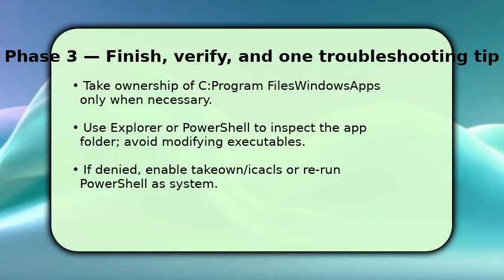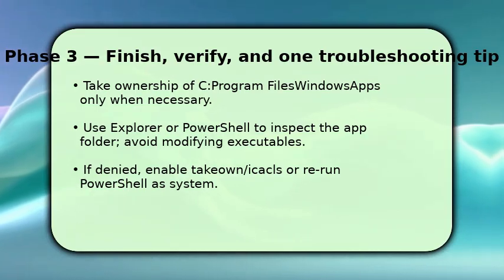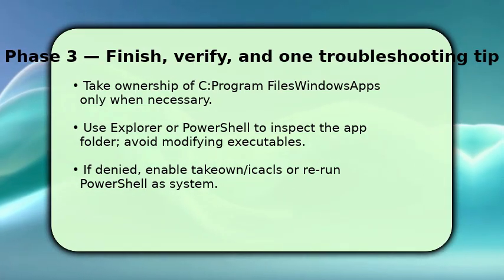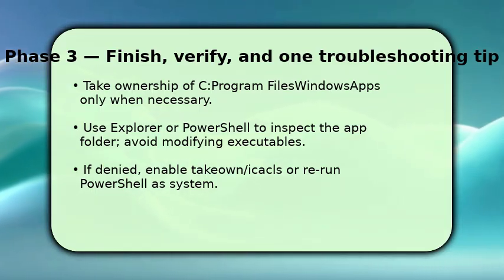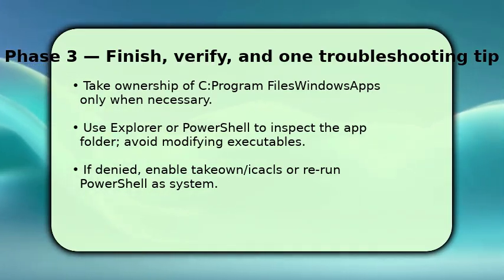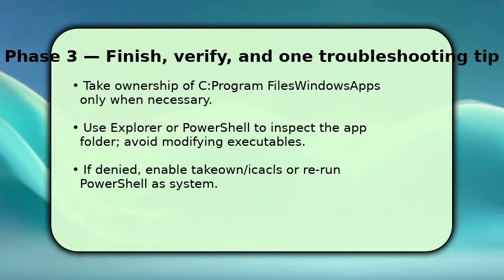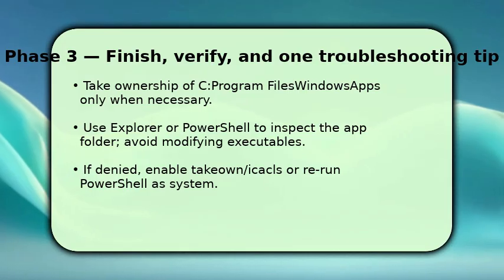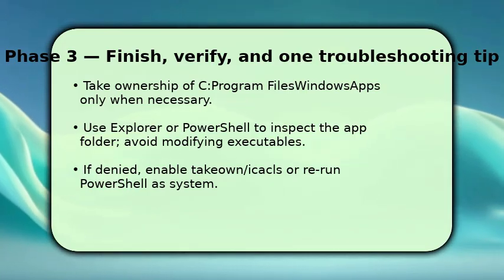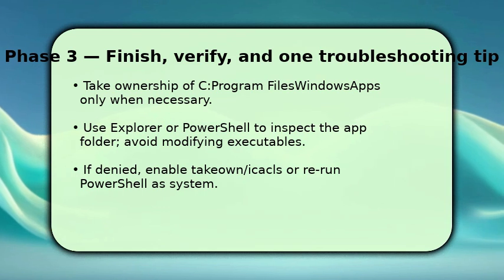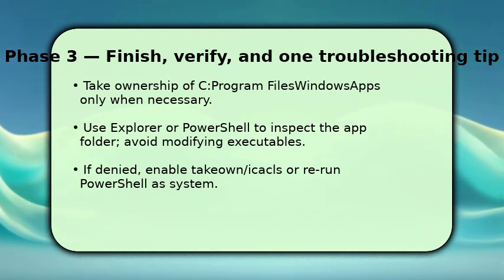By default, Windows blocks access, so take ownership only when necessary. Once you take ownership and adjust permissions, you can inspect assets, config files, or binaries, but avoid editing signed executables unless you understand the risks. If you get access denied, rerun commands as administrator, use takeown and icacls to change permissions, or boot into a recovery environment for advanced recovery. This single troubleshooting tip resolves most permission blocks.